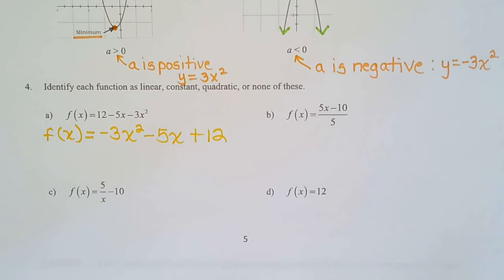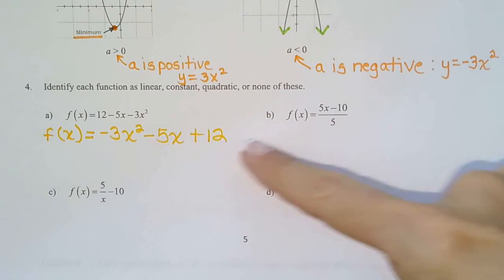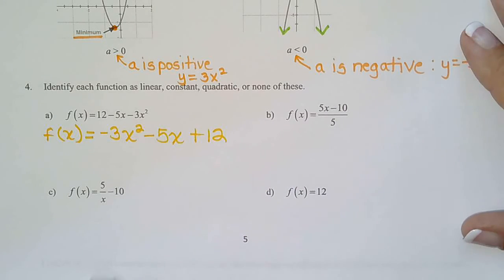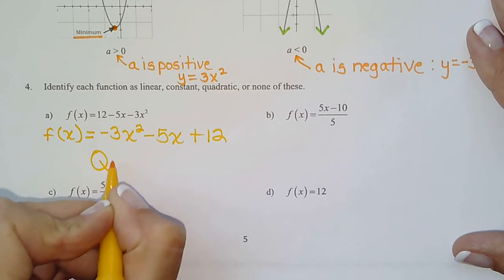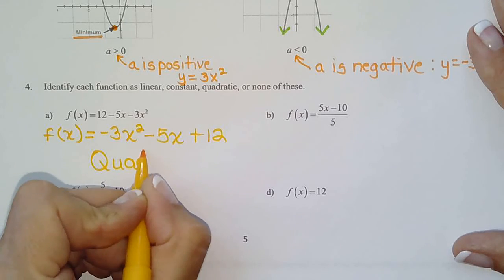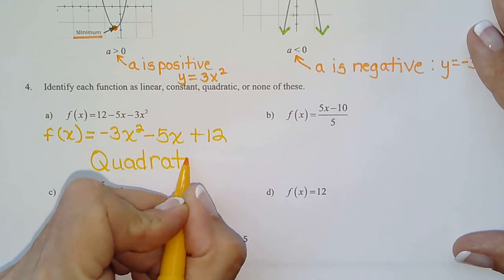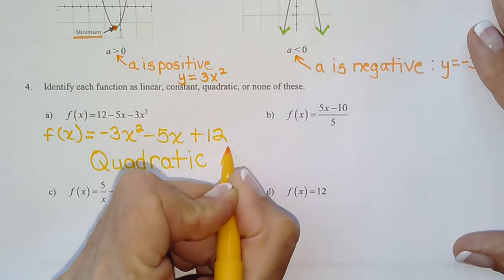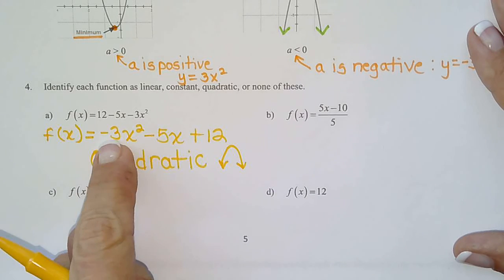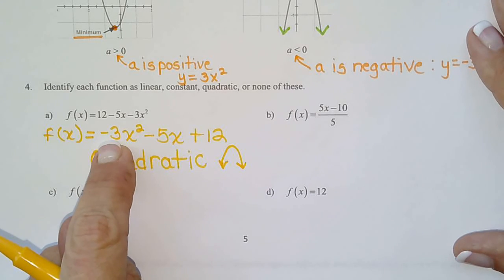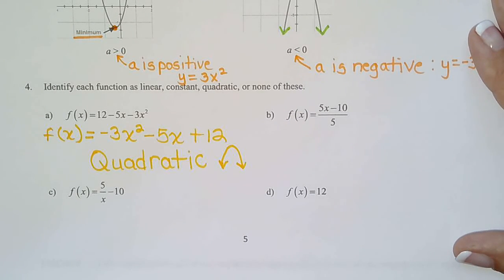So once you put it in what we call standard form or descending powers, then you can easily go, oh, highest power is 2, so I know that is a quadratic. And it will graph as an upside down parabola. All quadratics graph as parabolas, and that's what tips it upside down, that negative leading coefficient.